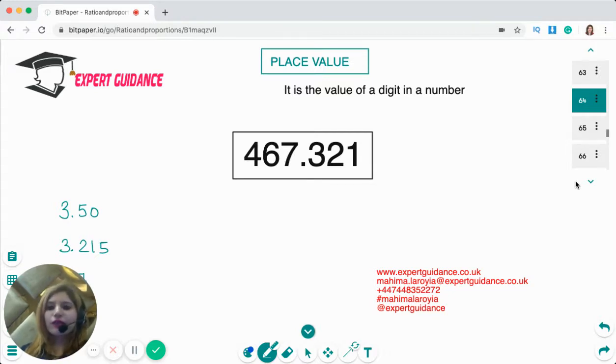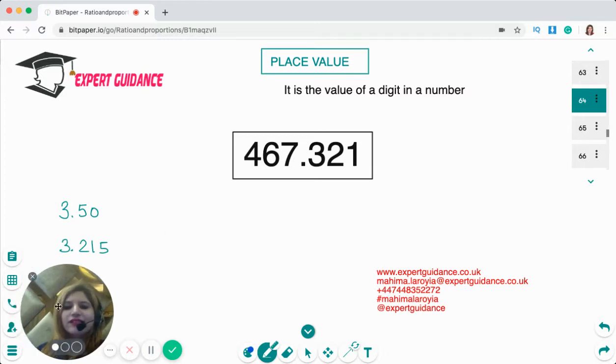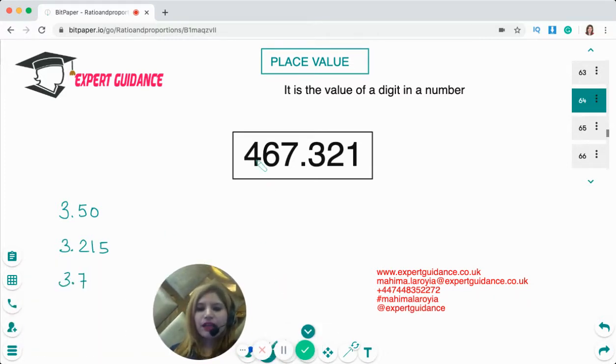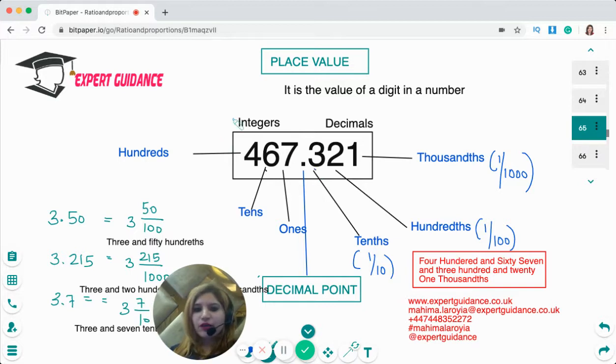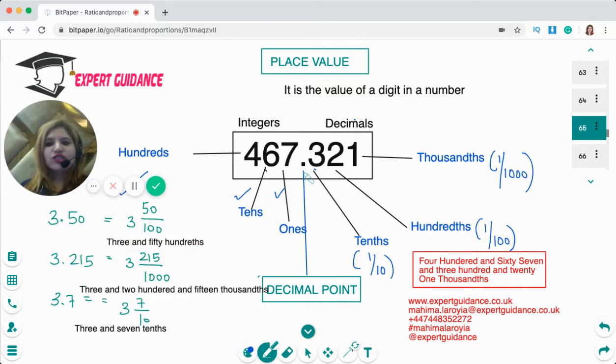In the topic of whole numbers, we have covered place value for whole numbers. Here we'll be covering how decimal place value works. Place value is the value of a digit in a number. If 467 is a whole number, you know that this is the ones place, the tens place, and the hundreds. For decimal numbers, the integers work like ones, tens, and hundreds. But for the decimal, the digit just to the right of the decimal point is the tenths place, which is 1/10. The next is the hundredths, which is 1 over 100. And then the next is thousandths, which is 1 over 1,000.